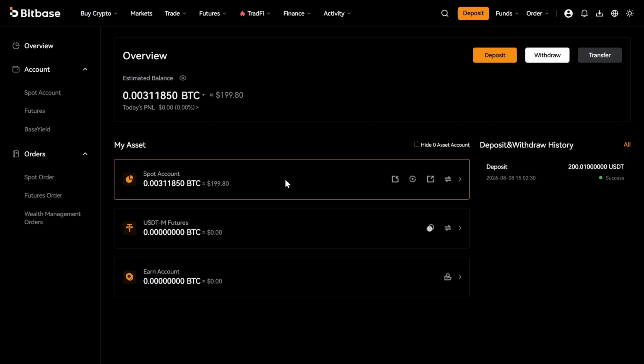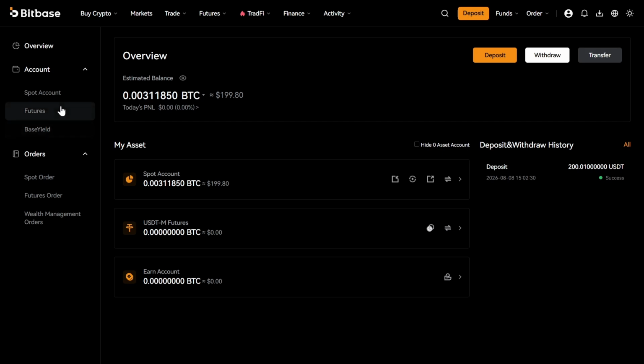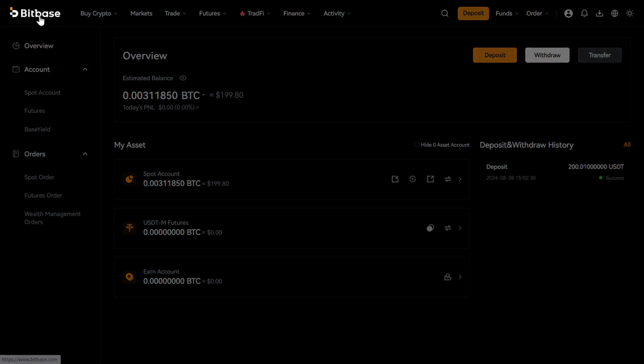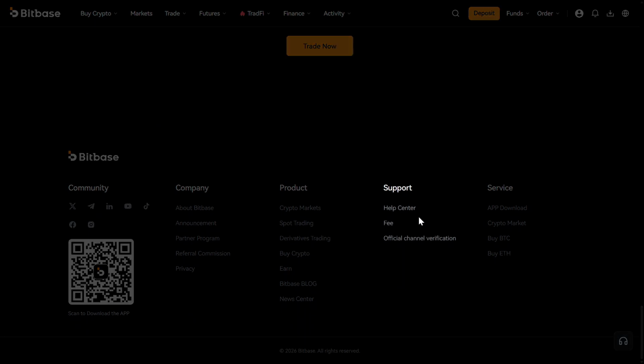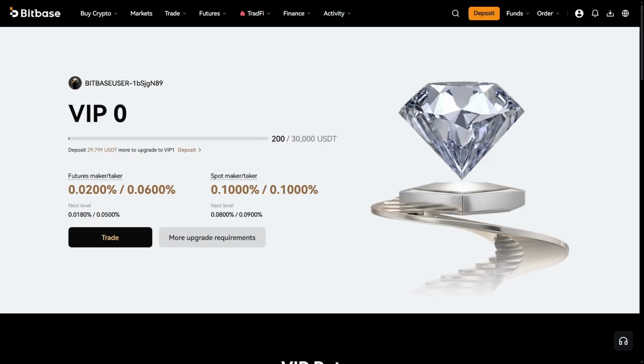We can see I now have funds in my spot account. Next, we want to understand the trading fees on Bitbase. So let's head back to the home page by clicking on the top left Bitbase icon. We then want to scroll all the way down to the bottom and then under Support, click on Fee. Here we can see the spot trading fees.